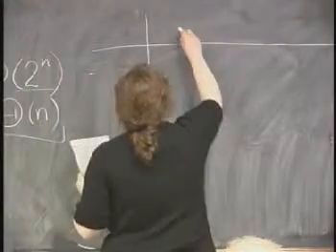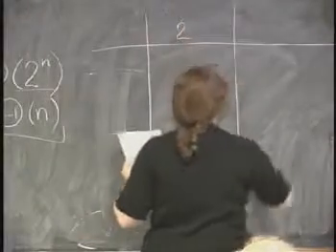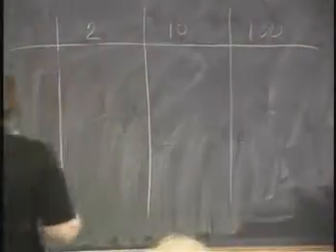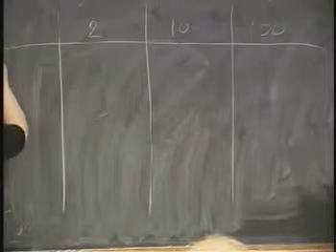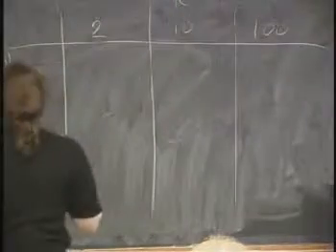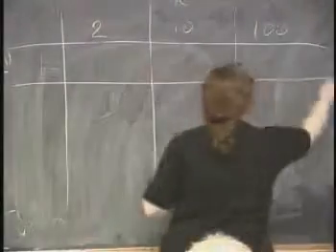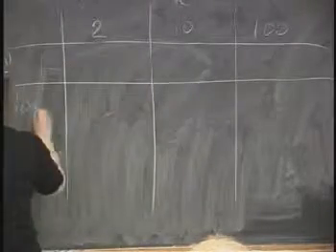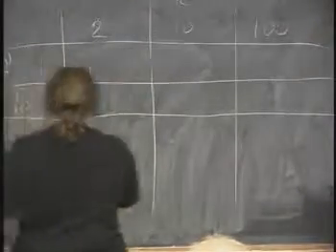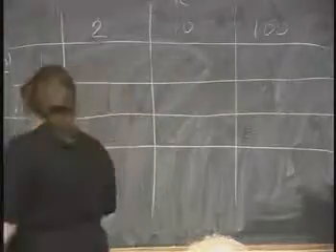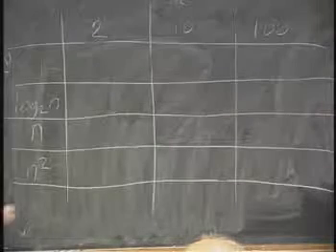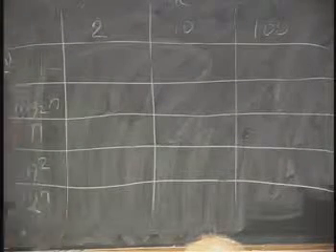Okay, so let's look at values of n: 2, 10, and 100. And then this is going to be the theta of n. Let's look at 1, log 2 n, n, n squared, which we haven't seen today, but hopefully we'll show an n squared in recitation, and 2 to the n.